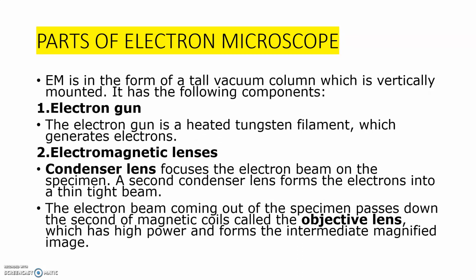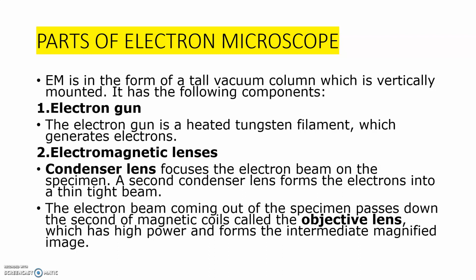Next are the parts of the electron microscope. It is in the form of a tall vacuum column, vertically mounted, as we have seen in the picture. What are the components? First is the electron gun, a heated tungsten filament which generates electrons.